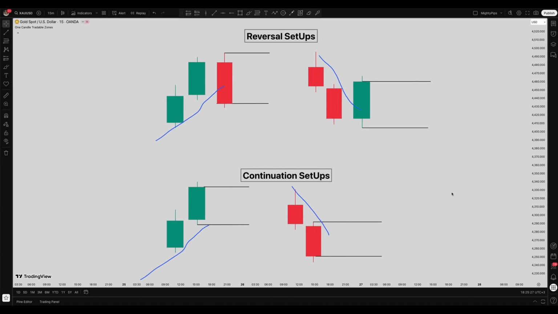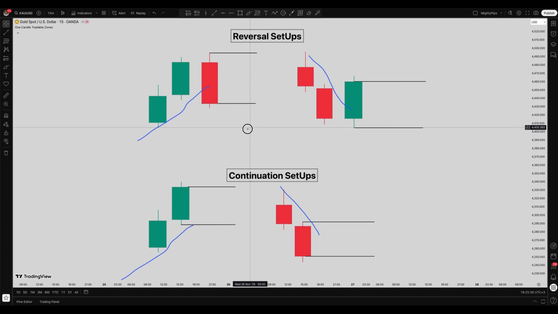Now let me explain this quickly. For reversal setups, you want to see, for example, in an uptrend, the market above the 20 period moving average, represented by this blue line right here. You want to see these bullish candles going up like this, and then a bearish candle closing below this most recent bullish candle's low. Remember, it has to close below that candle's low, something like this. This candle's close should be below that previous bullish candle's low for it to be a reversal setup.